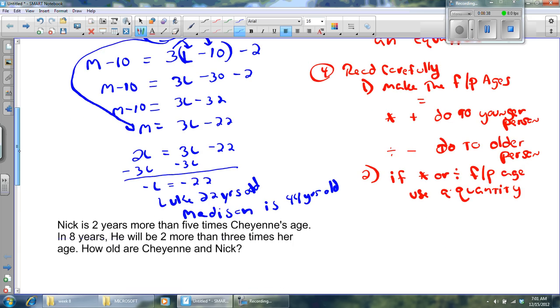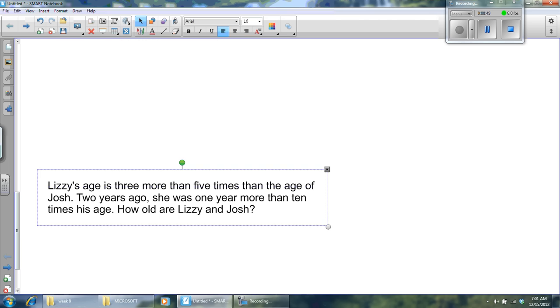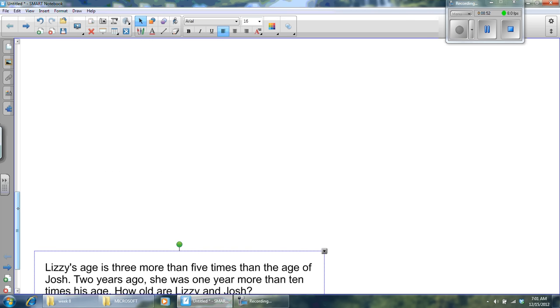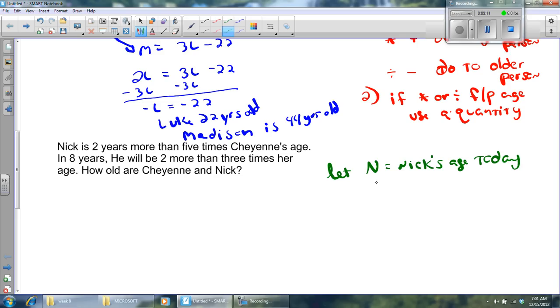All right, let's take a look at another problem here. In this case, Nick is 2 years more than 5 times Cheyenne's age. Okay, so I'm going to define my variables, and I'm going to say let n equal Nick's age today, and then c is going to be Cheyenne's age today.